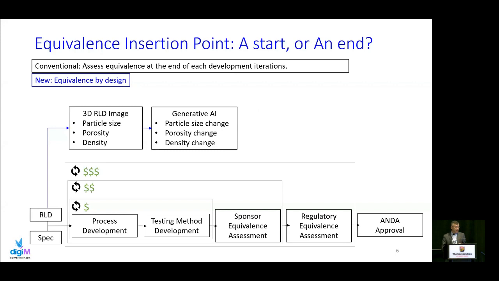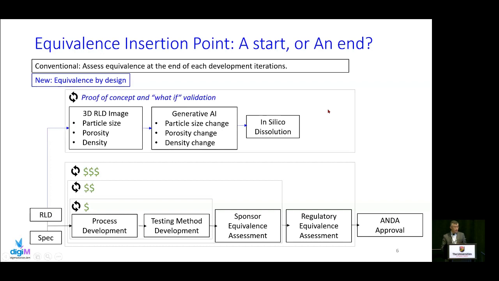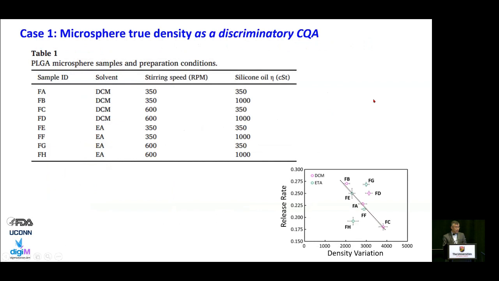So today's talk, I'll focus on three of the properties that we focused on in the past few years, or actually a large suite of different characterization matrices we worked on. So let's first look at microsphere true density and how that can be a potentially discriminatory quality attribute. This is a collaboration with the FDA and Dr. Burgess' team at UConn, where 8 different formulations were designed with different processing conditions.